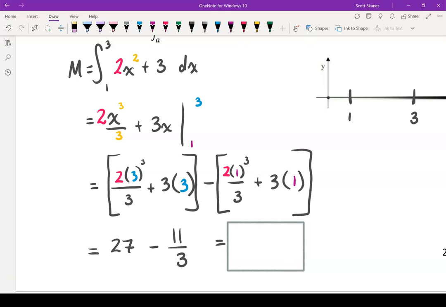And the final answer, instead of giving that nice clean answer, it's actually going to be a fraction, 70/3 kilograms. And if you want that as a decimal answer, 23.3 kilograms is about the mass of this rod.